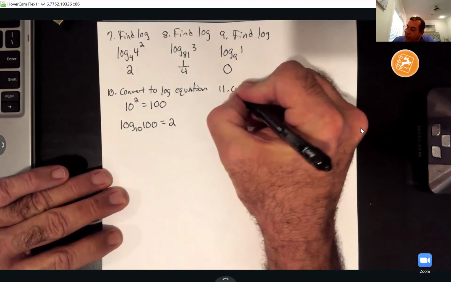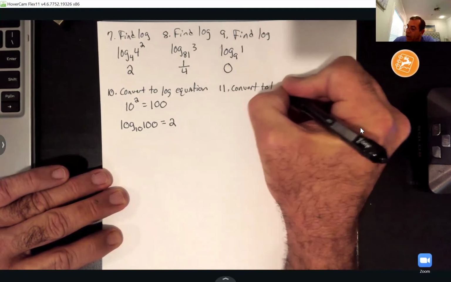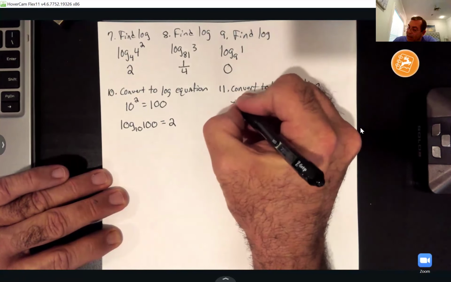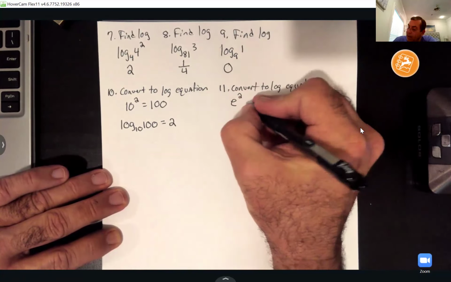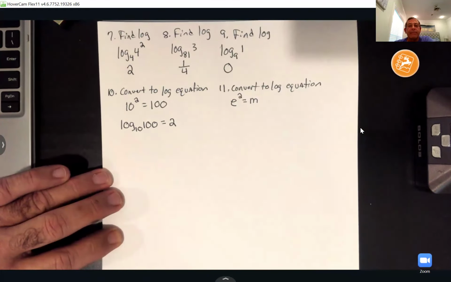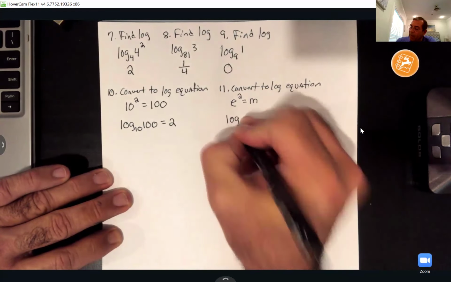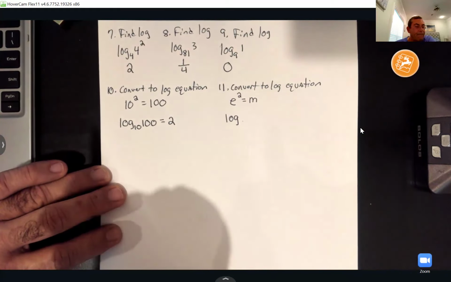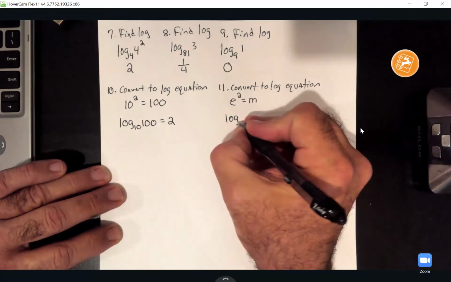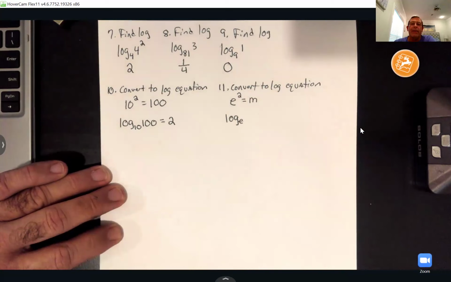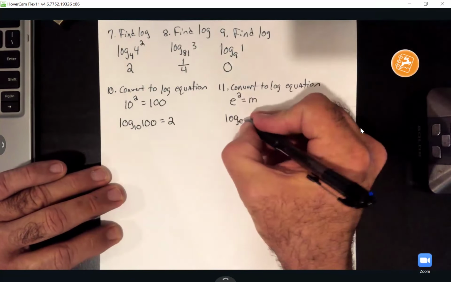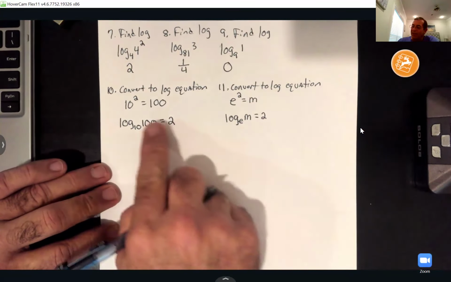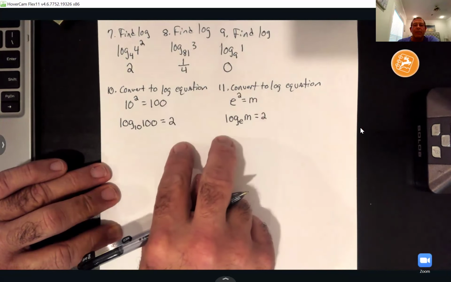All right, so there's 2 doing this. So this one's also convert to a log equation. So y'all, on this one, y'all got e squared equals m. So bring down your log. So what is the base of this logarithm going to be? E. All righty. What's that result going to be? M. And that's going to equal the exponent of a 2. 2. There you go. All right, so 2 that we had to convert exponential into logs.